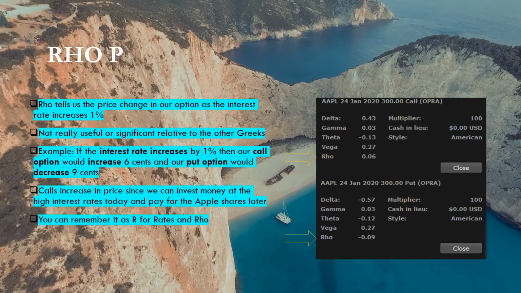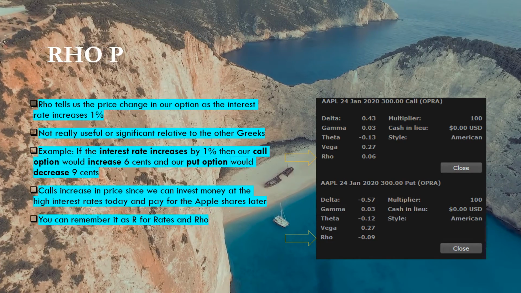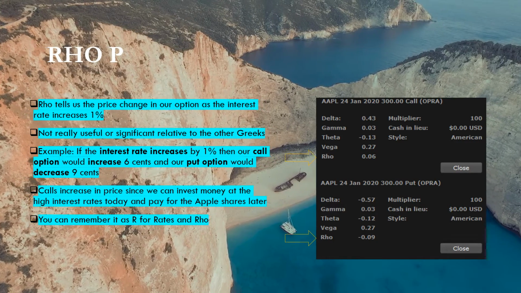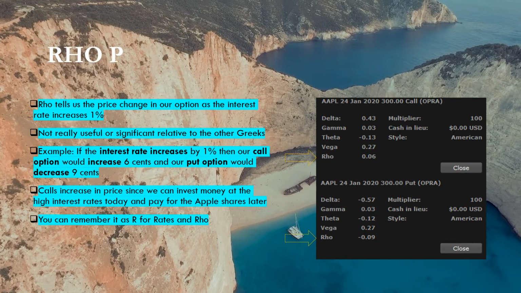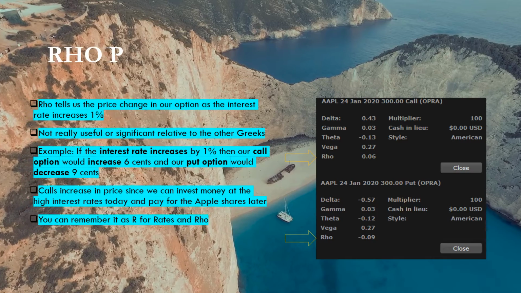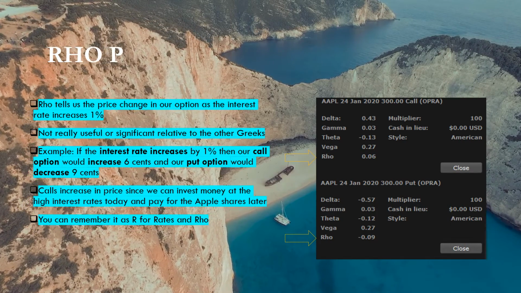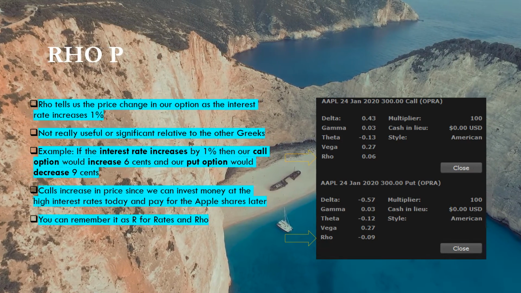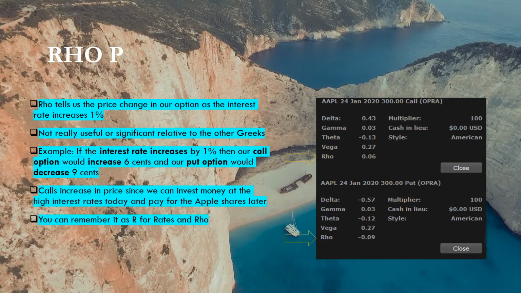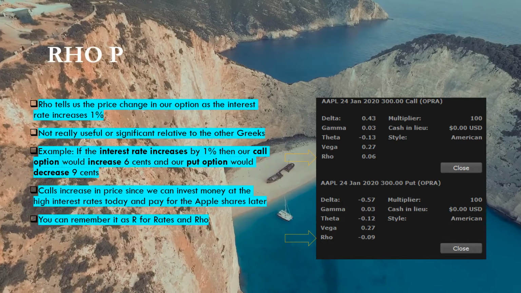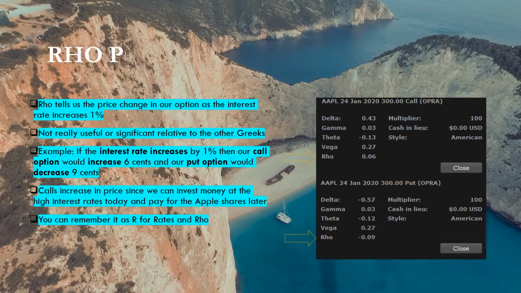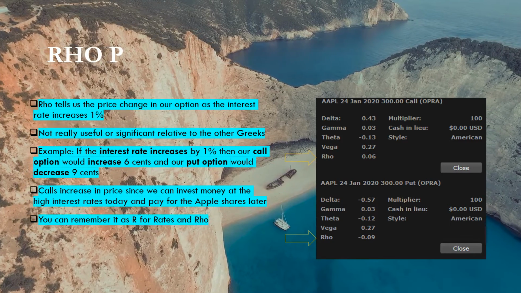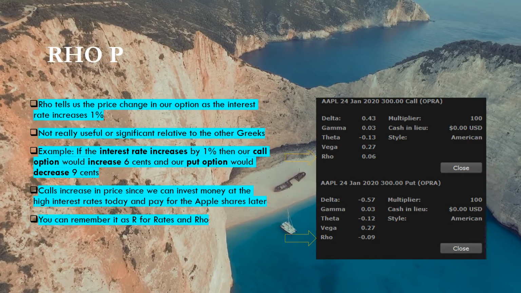And finally, the most boring Greek, rho, just wants to tell us what would happen to our options when the interest rate increases by 1%. Compared to other variables, this one is not really useful, but it's just good to be able to understand what it's doing. From the example, if the interest rate increases by 1%, then our call option would increase 6 cents and our put option would decrease 9 cents. Calls increase in price since we can invest money at the high interest rates today and pay for the Apple shares later. Just remember R is for rates and rho.